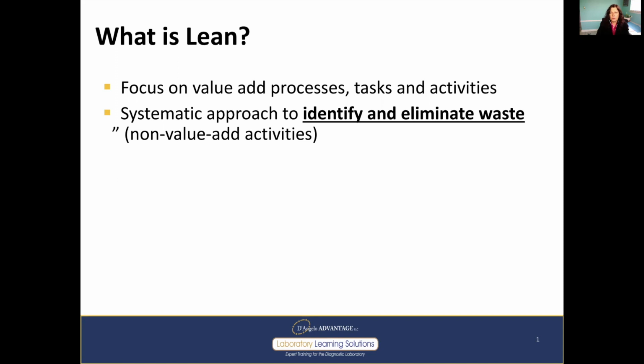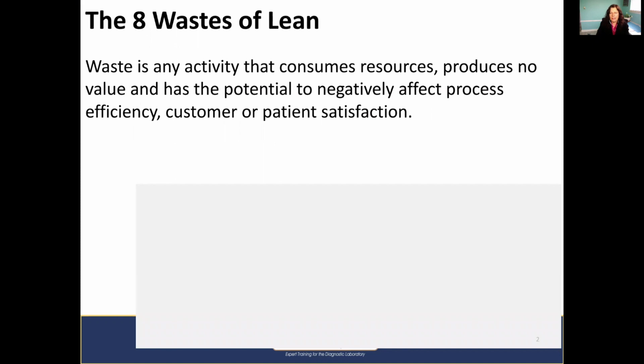So as you go through this program, you will develop some methodology in order to identify waste the same way every time. And we'll talk more about that as we go forward. But once we identify this waste and inefficiency, we're going to classify it and add it to our list because we want to eliminate it. So let's talk about what that waste is in our areas. We said waste is any activity that consumes resources, produces no value, and has the potential to negatively affect process efficiency, customers, or patient satisfaction.